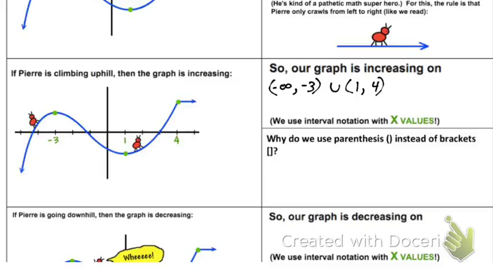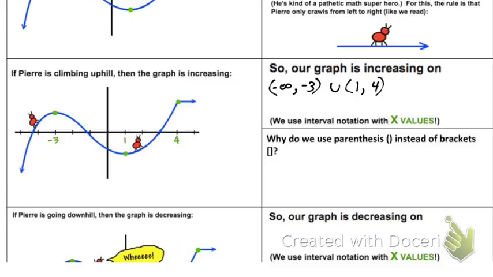Why do we use parentheses instead of brackets? So let's talk about that real quick. Why do we use parentheses instead of brackets? So notice I didn't use any brackets. And here's what I'm talking about. Is it because where the points are, it's not going up or down? It's perfectly balanced. You need 2 points of reference to know if something's going up or down. At, say, x equals 1, if Pierre's standing on x equals 1, he's not going uphill or downhill.